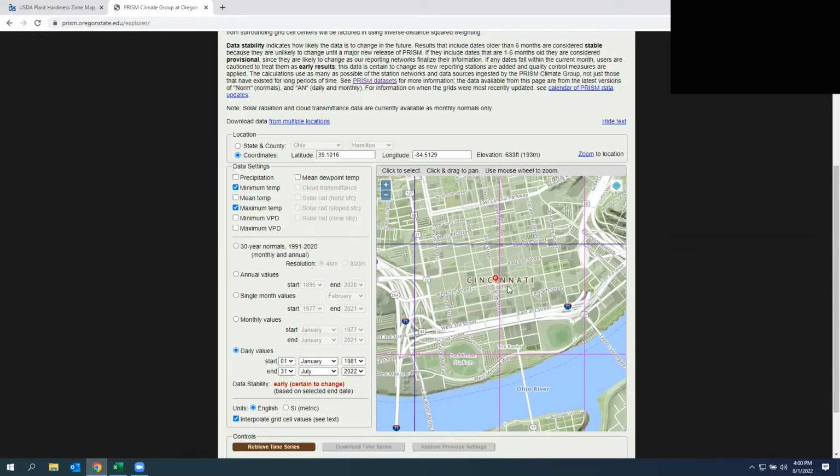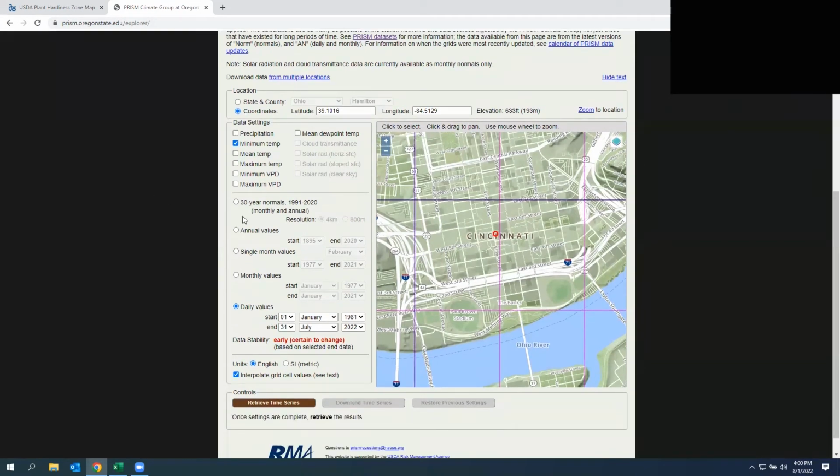But as you can see here, I just pulled Fountain Square, which is pretty much the epicenter of Cincinnati, Ohio, at 39.1 degrees north. And you can pull in these different data elements, minimum temperature, maximum temperature, and you can pull it based on these parameters. If you want to do what I've done, which is look at all of the days and find the coldest day in each of the years, you have to do it this way, daily values. And this data goes all the way back to 1981.